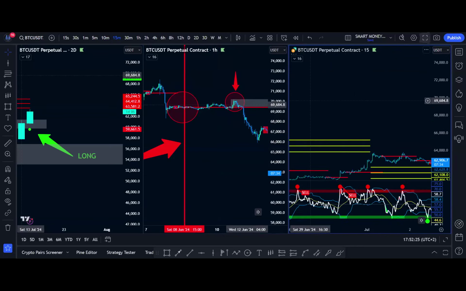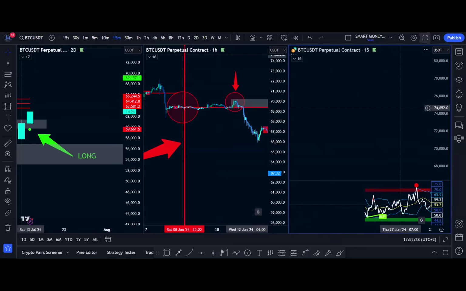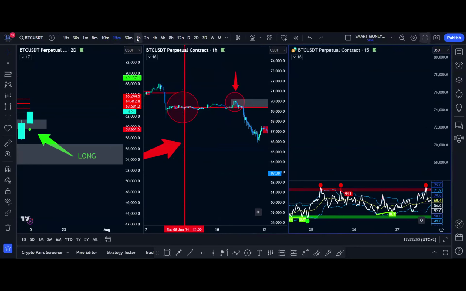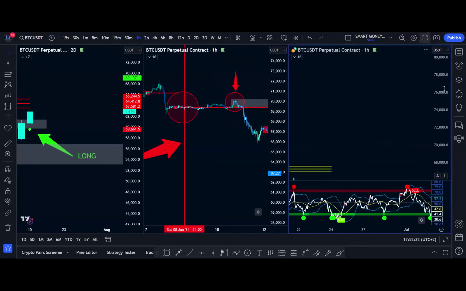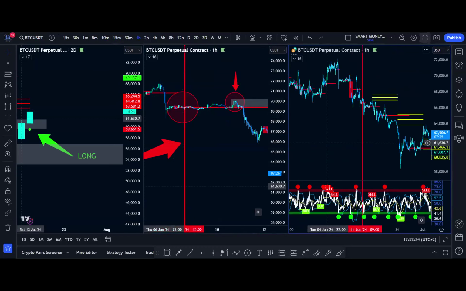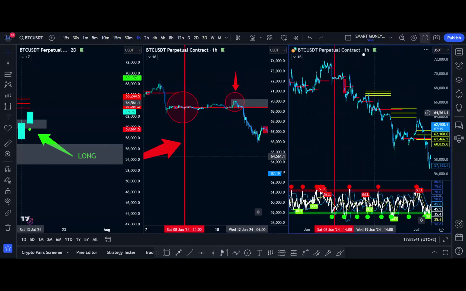Just so I can show you how this would have looked on a smaller time frame. Okay, I just want to speed this up. Okay, I've already marked it. No, I'll mark it over here. There we go. Okay, perfect. So I've marked this line here. Everything's the same. I'm going on to the lower time frame.